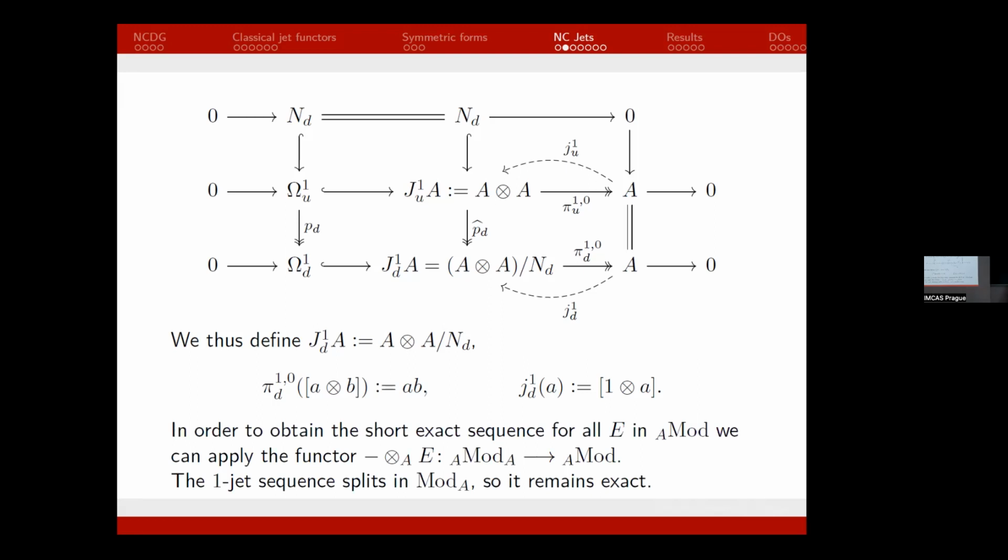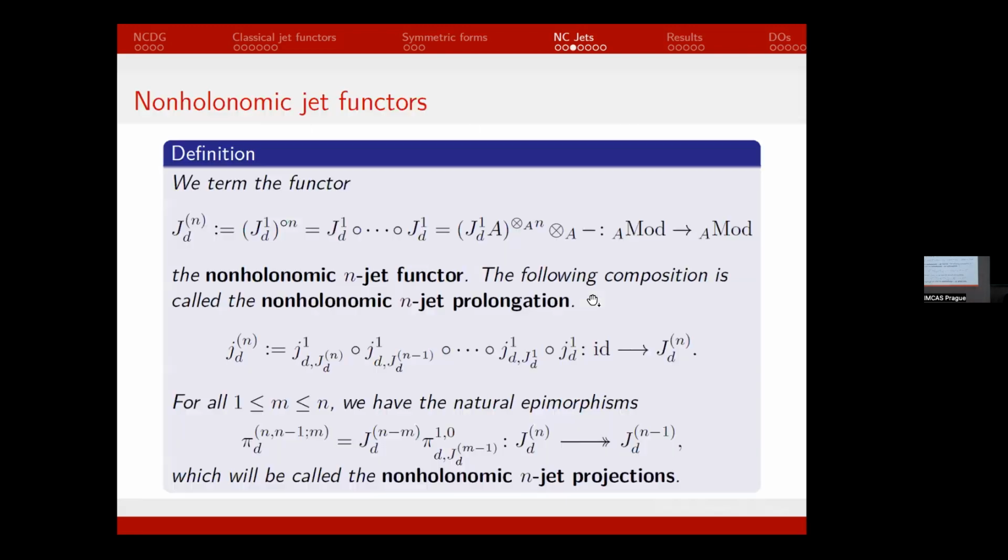All right. So so far we only worked on the trivial bundle, and to obtain a generic bundle, what we do is we tensor on the right by the generic left A module, and since the map J1D splits the sequence in right A modules because it's right A linear, the operation happens on the right. It turns out that the sequence we get is still exact. And so this is our jet sequence.